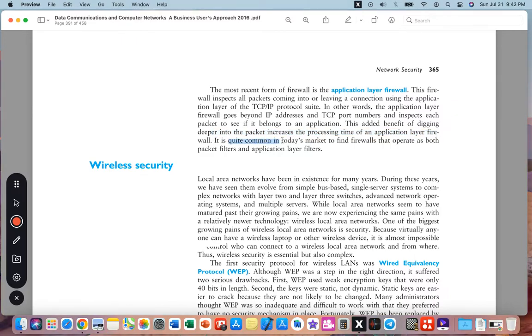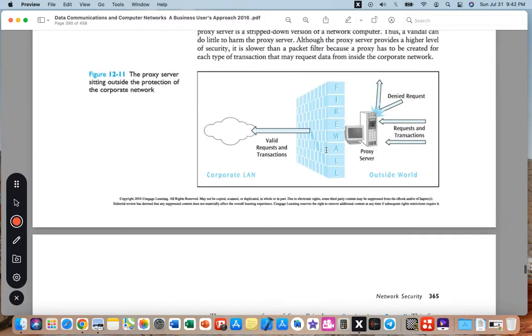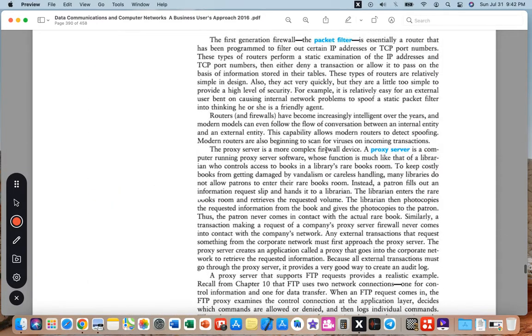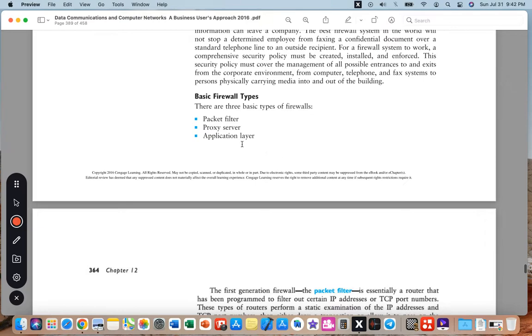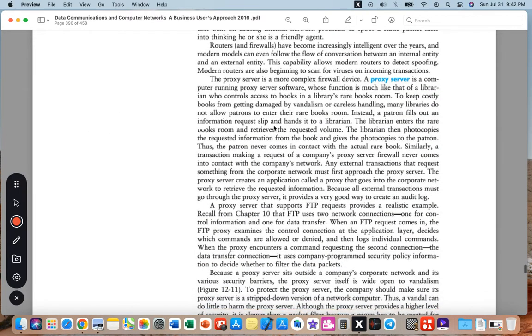It's quite common in today's market to find firewalls that operate as both packet filters and application layer filters. So we have three types: the packet filter, the older one; the proxy server, just like the ISA server; and the application layer. We can see that a lot.